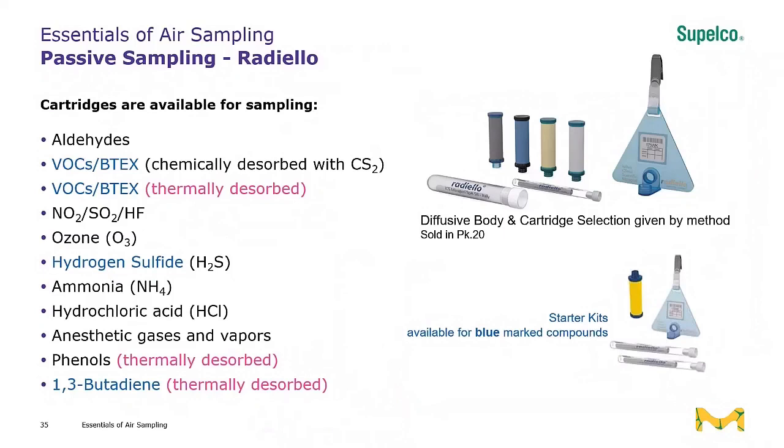sample in your application. If you are not familiar with Radiello but would like to get started, there are starter kits available for select contaminant groups. We have starter kits available for the VOCs and VTECs, hydrogen sulfide, and 1,3-butadiene.